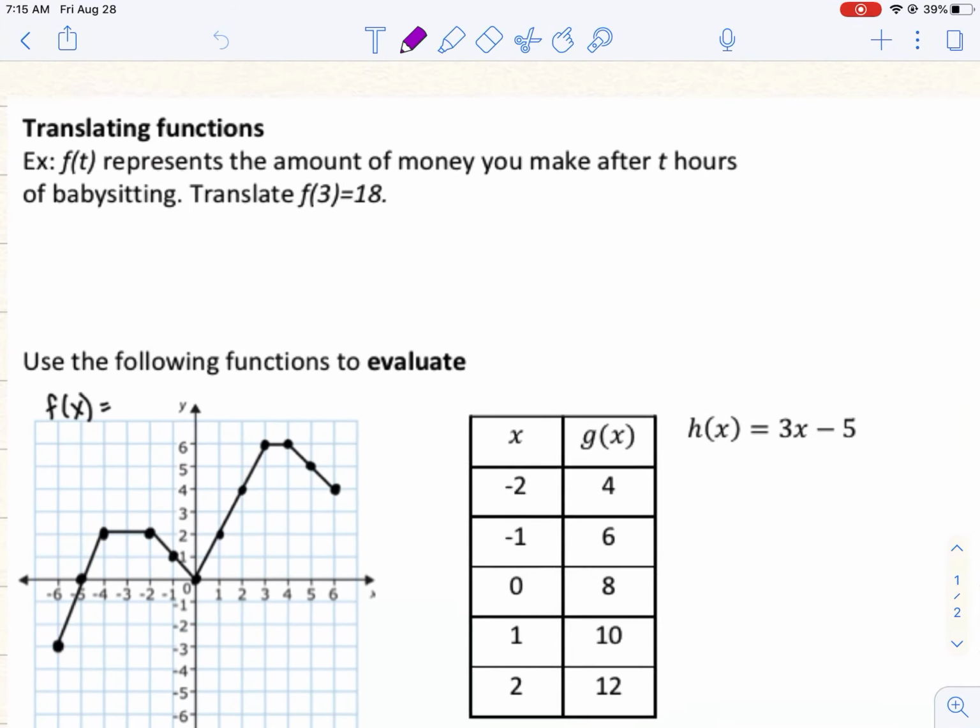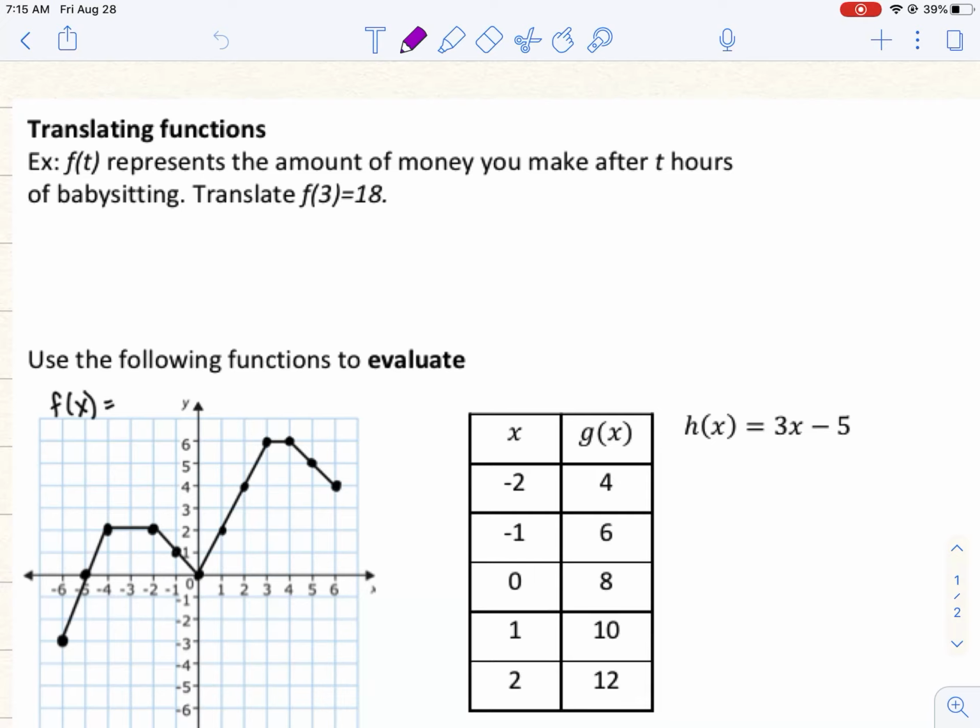So, translating functions. f of t represents the amount of money you make after t hours for babysitting. Translate f of 3 equals 18. For this, let's go over what function notation means again. In f of t, f is just the name of the function. And then t, that's your input value.